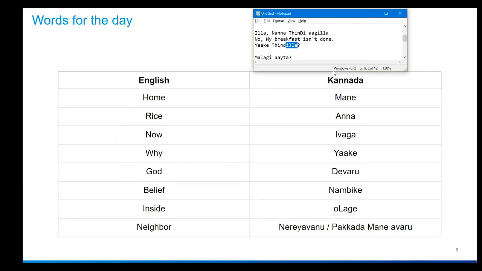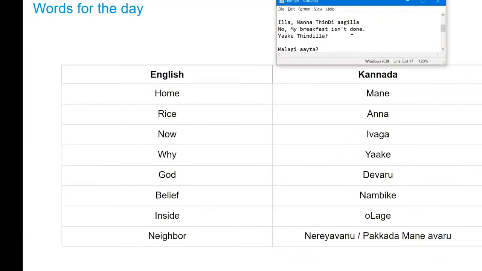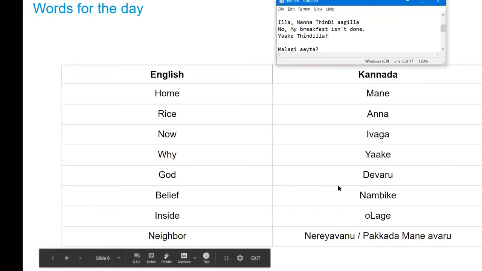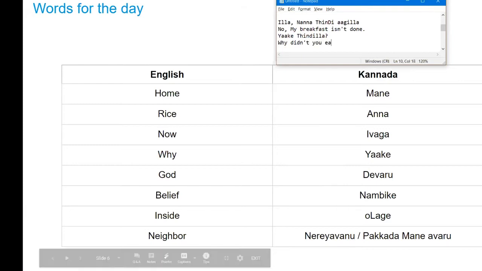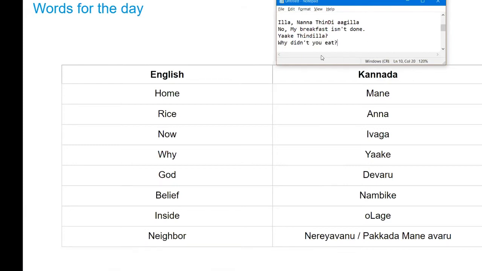This is not capital D, like the, this is the. And you remember tindi is breakfast, tindia is did you eat, right? So if the person says no, my breakfast isn't done, I want to ask why didn't you eat. Yake is why, so I'm basically asking why didn't you eat. It suffices to say yake tindilla.